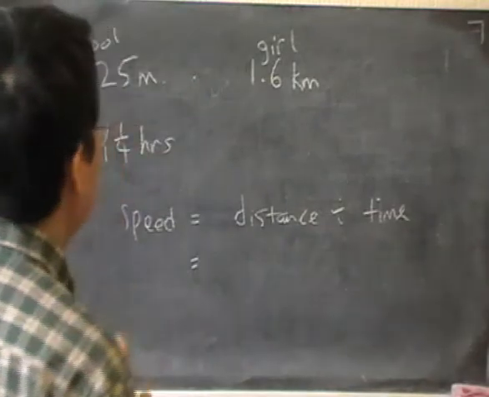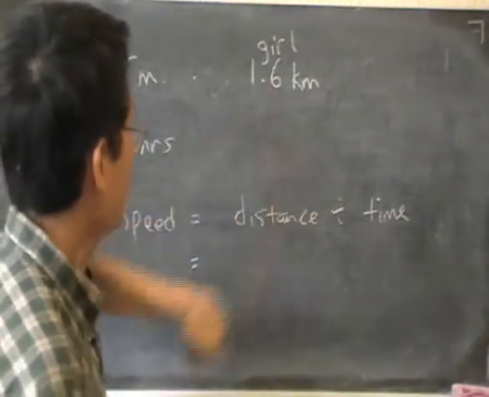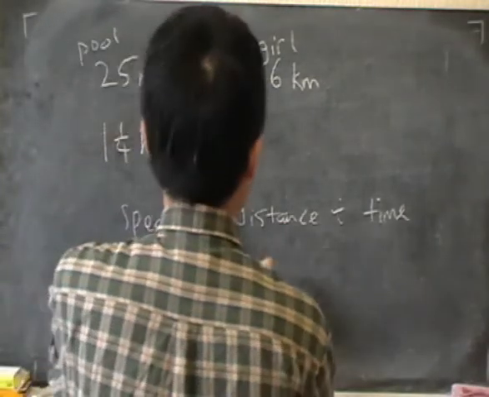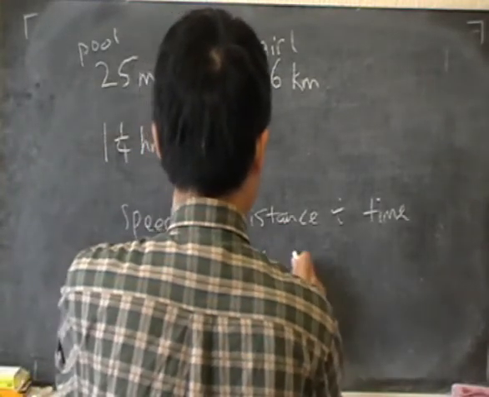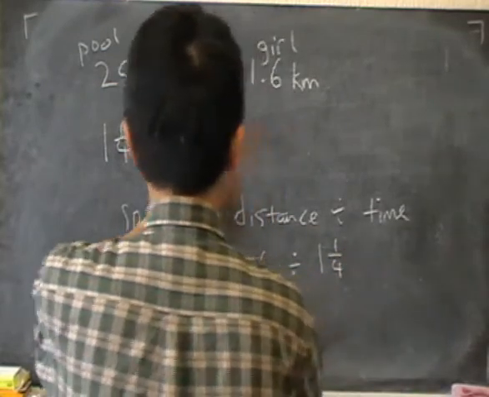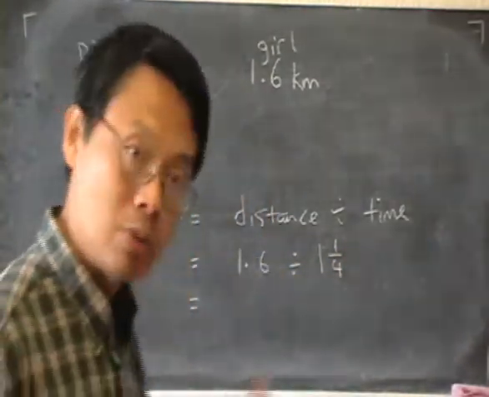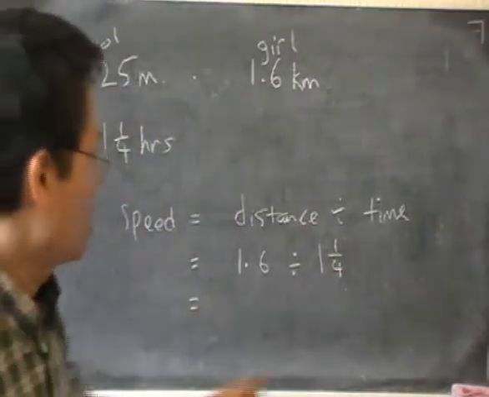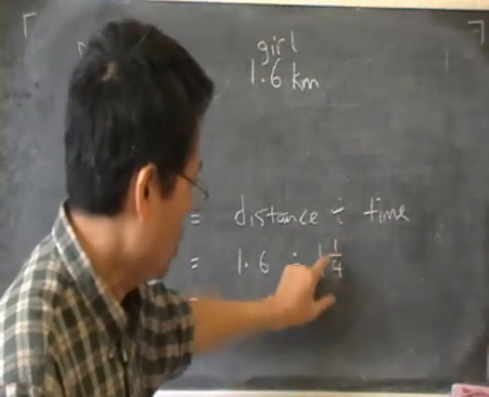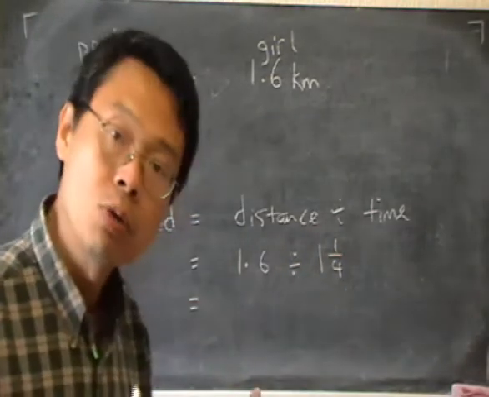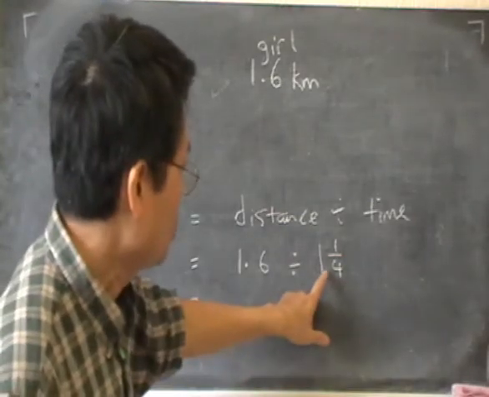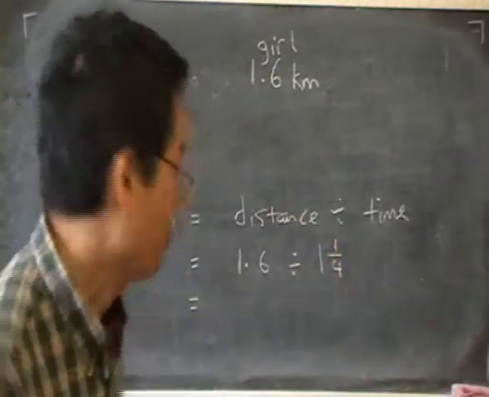So to calculate the speed, we must take 1.6 kilometers and divide by 1¼. 1.6 divided by 1¼. So to divide or multiply fractions, if the fraction is a mixed number with a fraction part and a whole number part, we must convert it to just a fraction. That means just a number over a number.